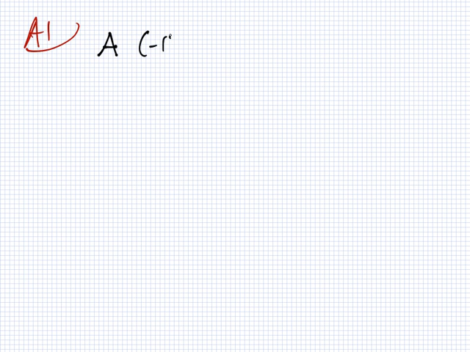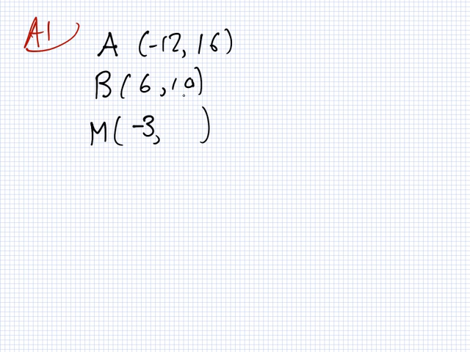A is minus 12, 16. B is 6, 10. And the midpoint, which I'll call M. Do you remember how to get the midpoint? You add and divide by 2. So minus 12 plus 6 is minus 6, divided by 2 is minus 3. 16 plus 10 is 26, divided by 2 is 13. So here is A, here is B, and here is M. And what they want is the line which is perpendicular to AB and passes through the midpoint. So they want this line.